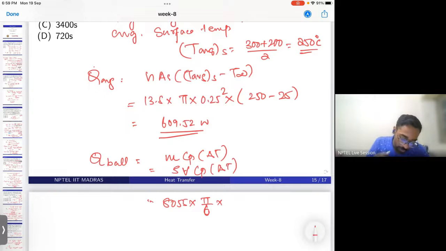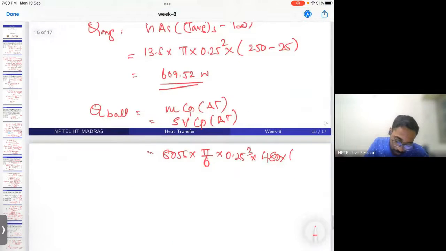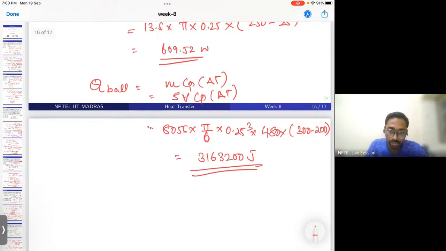Sorry, so what is the diameter? It is 0.25, the whole cube, into Cp, which is also given. It is 480, right? Into 300 minus 200. So the energy lost by the ball we will find out as 113,316,200. You can do it. I'm not doing the calculation, so you can cross verify this also.